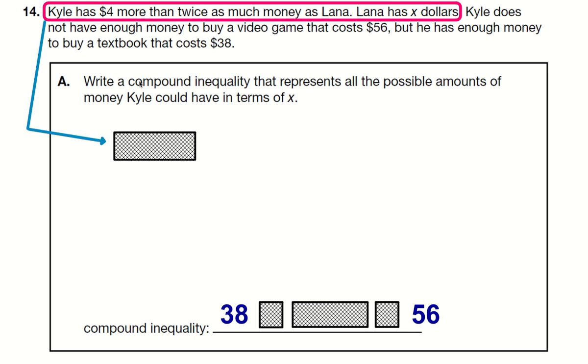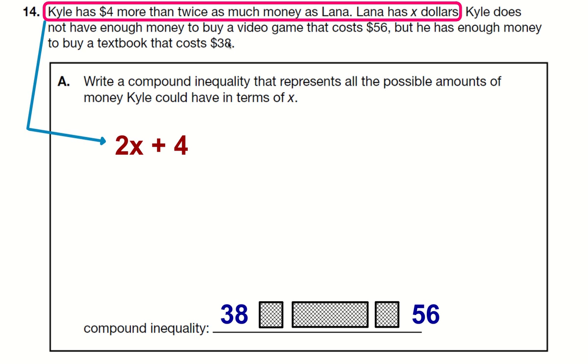Write a compound inequality. Remember, that means like 2 inequalities at the same time together, connected by the word and or the word or. So we're going to write a compound inequality that represents all the possible amounts of money Kyle could have in terms of X. So Lana has X dollars. Based on the reading, Kyle has 2X plus $4 because he has $4 more than twice as much money as Lana. So you can represent Kyle's amount as 2X plus 4.